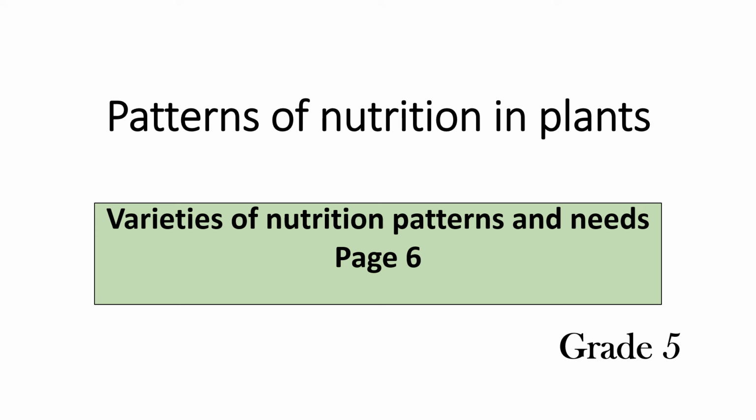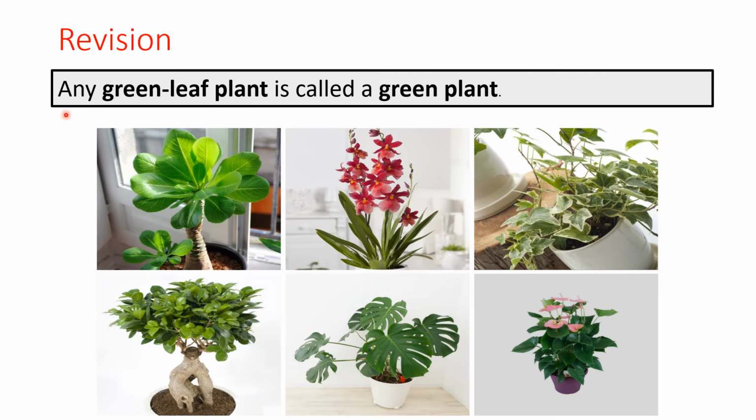Hello, grade 5. Today our lesson is about patterns of nutrition in plants, varieties of nutrition patterns and needs, page 6. As we know, any green leaf plant is called a green plant. This means that any plant that has green leaves is called a green plant. Look here, this plant has green leaves, and this plant also has green leaves. All these plants have green leaves, so these plants are called green plants.